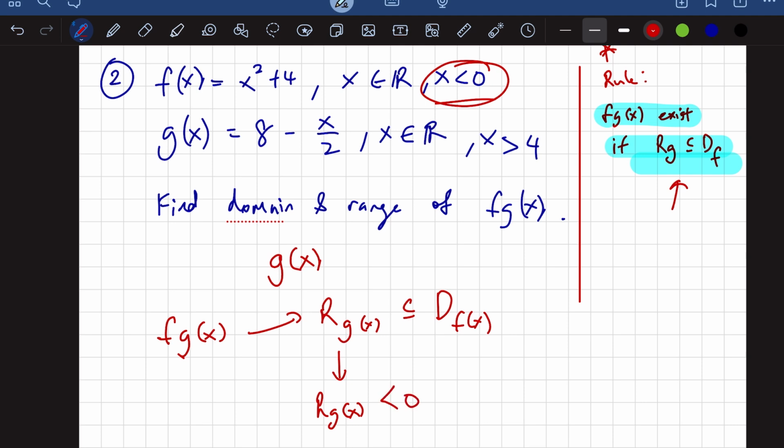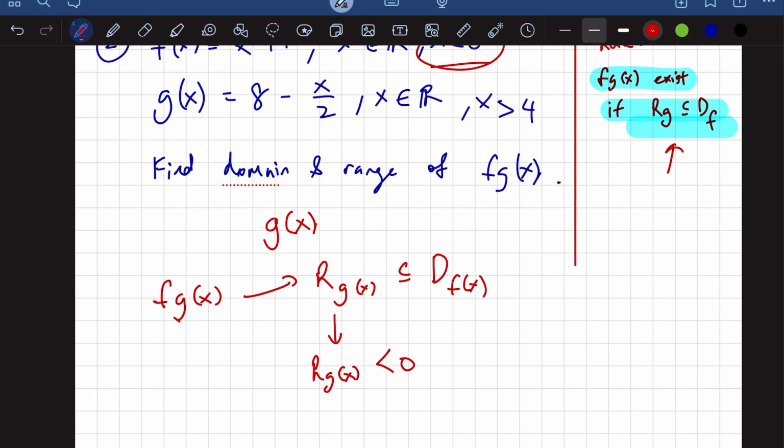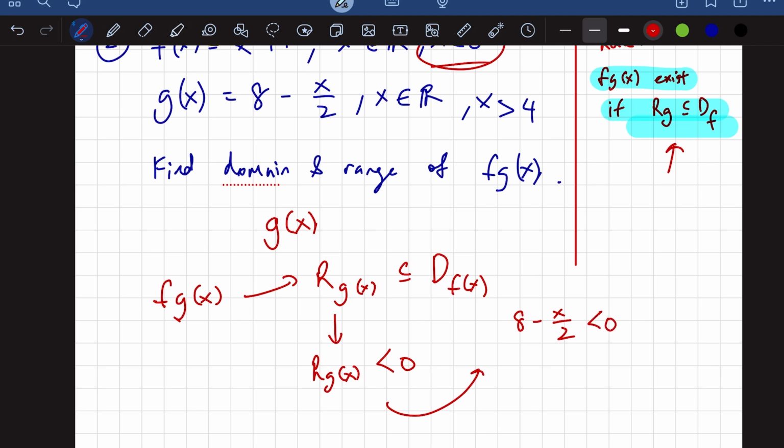Has to be less than 0 for it to exist. If it's not less than 0, it won't exist. Okay, so then what does that lead us to? If that is true, that means our g(x) function, 8 minus x over 2, has to be less than 0 in order to find what is the x value that allows the g(x) to be true and then become a part of the composite function of fg(x).